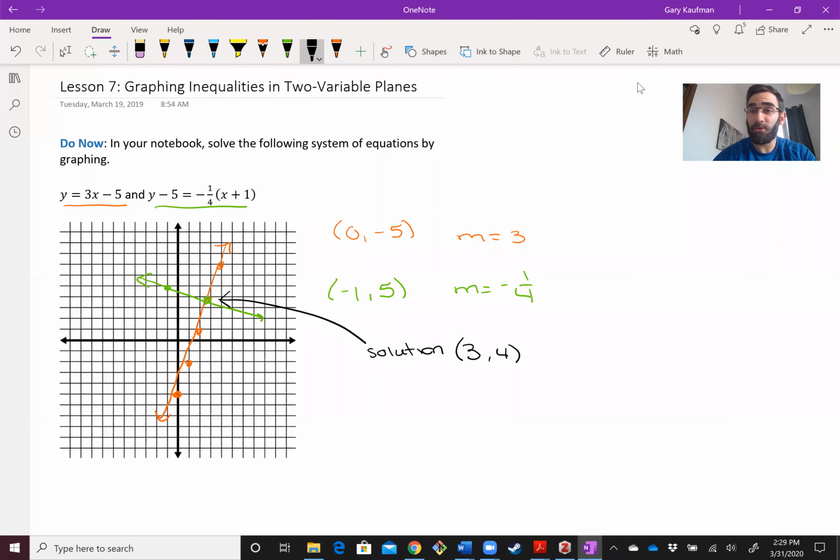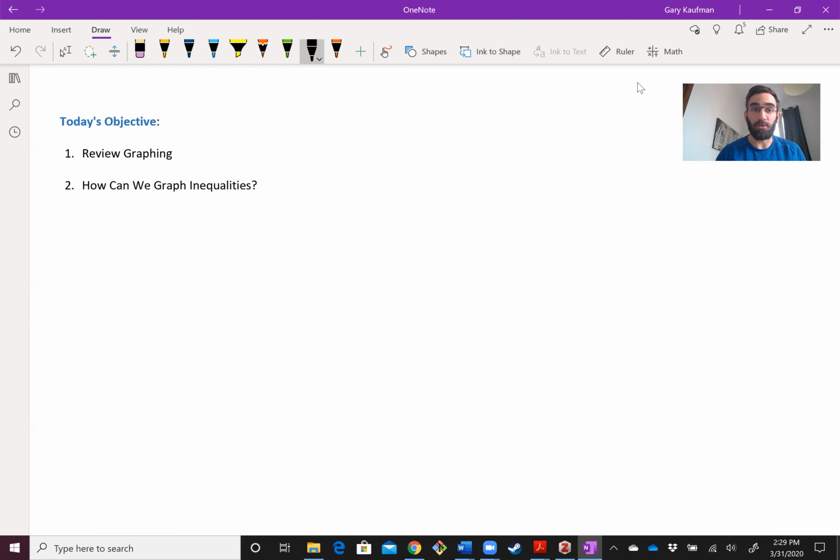So our objective today is to review graphing, which is what we sort of just did, and how can we graph an inequality in two variables? What does that look like?